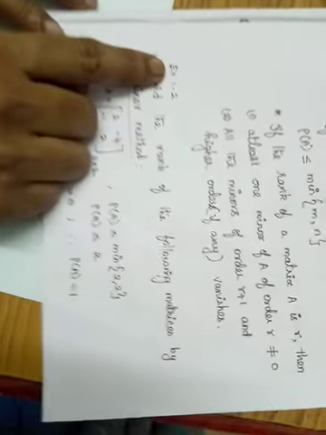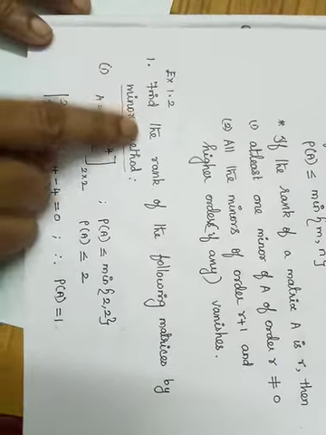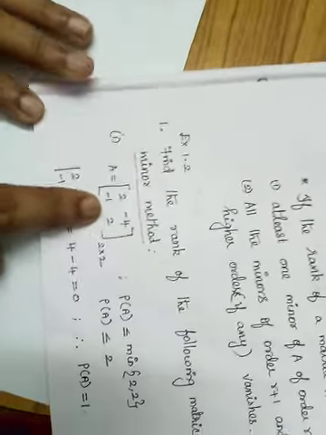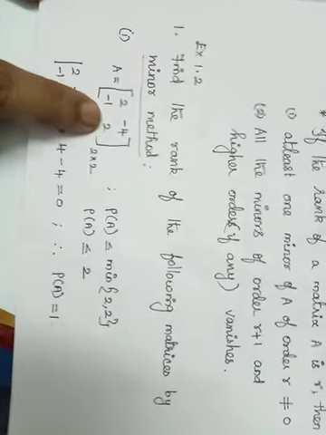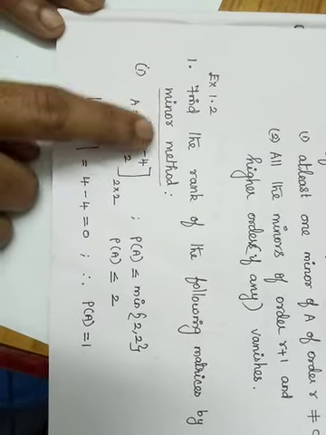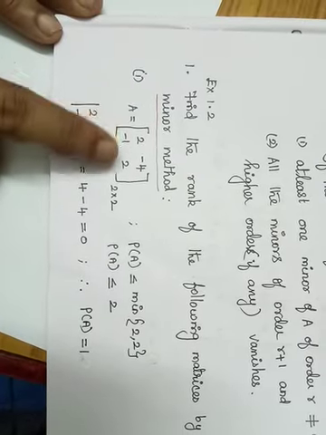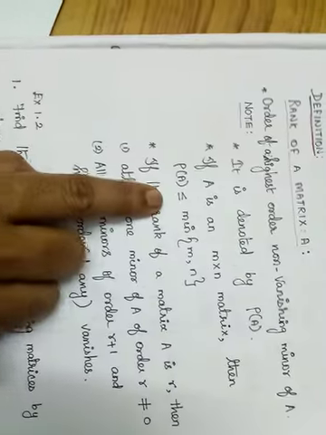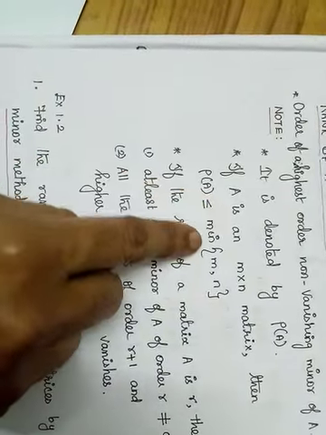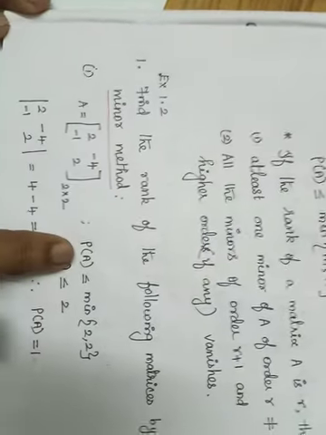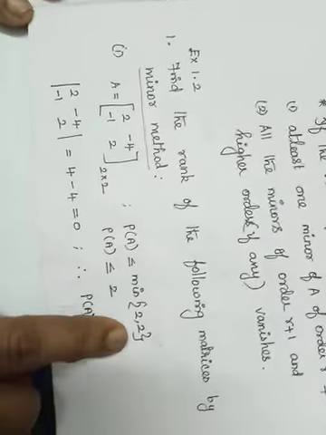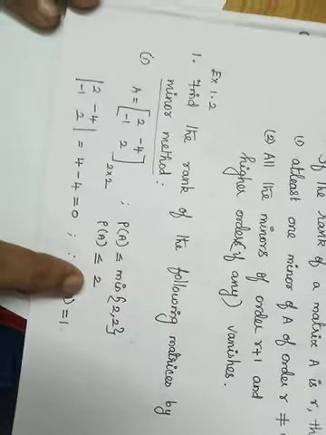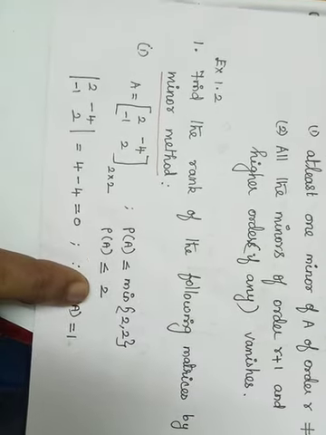So now we are going to exercise 1.2, first problem. Find the rank of the following matrices by the minor method. So the first subdivision, this matrix, we are going to find the rank using the minor method. First the matrix is named as A. It is a 2 by 2 matrix. According to this property, row of A less than or equal to minimum of m comma n. So here row of A less than or equal to minimum of 2 comma 2. What is the minimum of 2 comma 2? It is 2. So row of A should be less than or equal to 2. It may be 2 or 1.